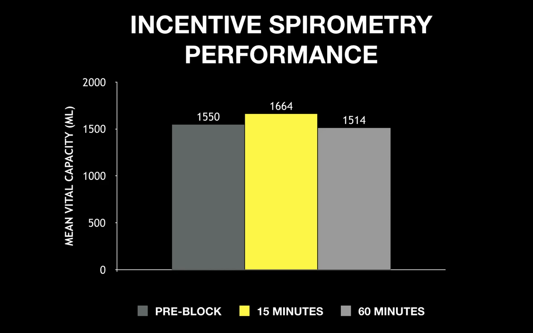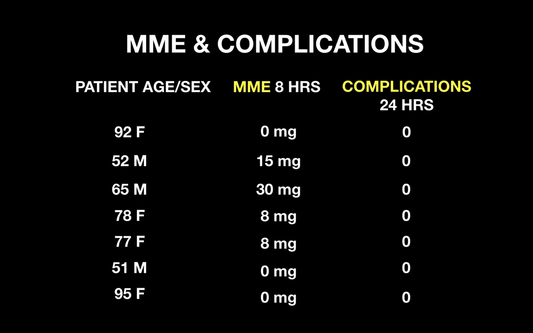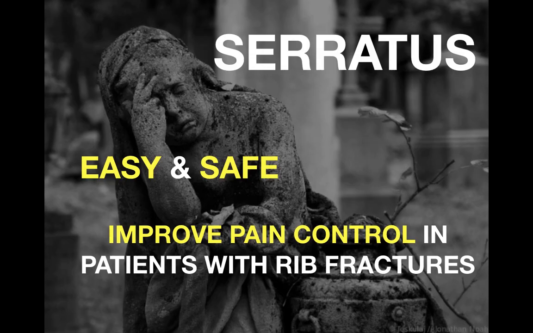Incentive spirometry performance is essentially unchanged across the groups, but looking at the morphine milligram equivalents and complications in our patients, the mean morphine milligram equivalent of 8.7 milligrams in the 8 hours after the block is performed is thought to be quite low, and we've had 0 complications in the patients we've enrolled so far. So to summarize, the serratus anterior plane block is straightforward, it's safe for patients, and can improve pain control in patients with rib fractures.